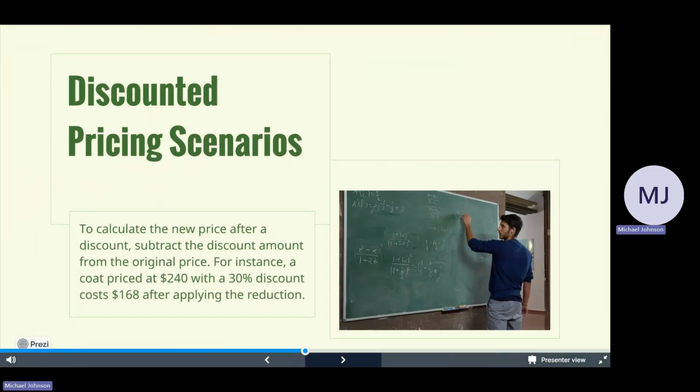To calculate the new price after a discount, subtract the discount amount from the original price. For instance, a coat priced at $240 with a 30% discount costs $168 after applying the reduction. So you do 240 times (1 minus 0.3), and you get 168.